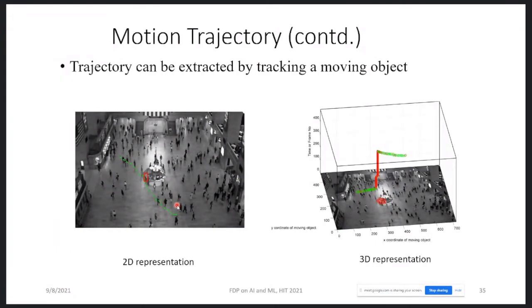Whereas if you represent it in 3D, it gives some information that probably the object was moving in this direction and it spent some time without changing its location at a particular point. So during these frames, the object was static, and then again it started moving. So that is one interesting observation.